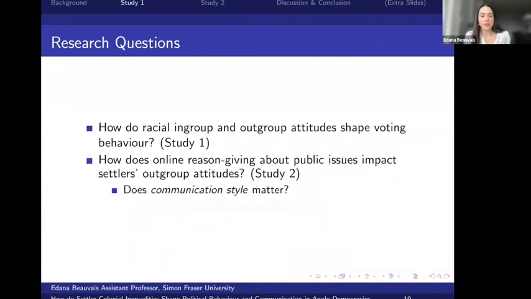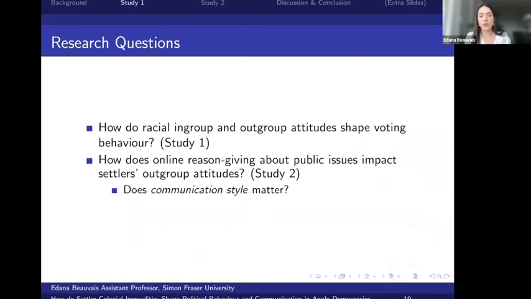So that helps to answer this first question of how racial in-group and out-group attitudes shape voting behavior from study 1. And now I'm going to turn my attention to study 2, which is more interested in, given that we have this distribution of attitudes, negative attitudes towards Indigenous people across Canada and other settler colonial societies, and given that we have to engage in politics, how can we improve outgroup attitudes?